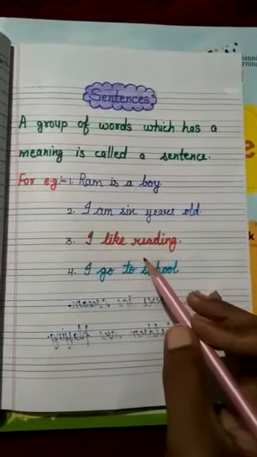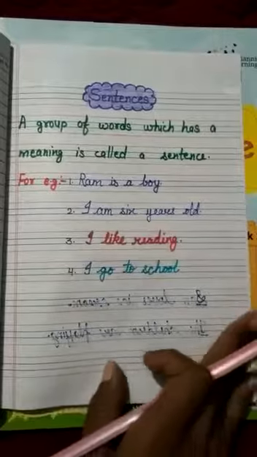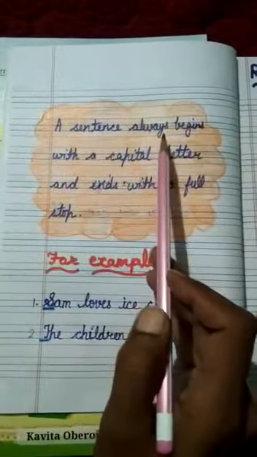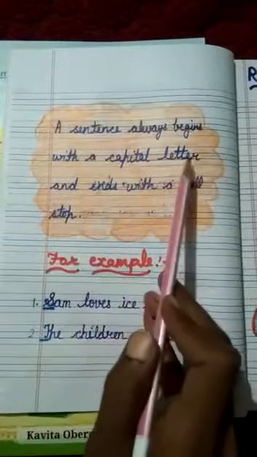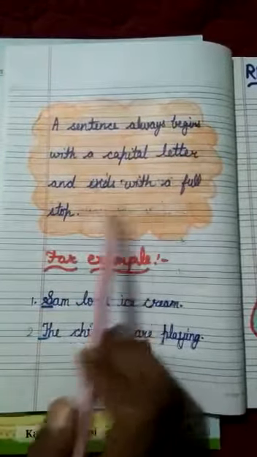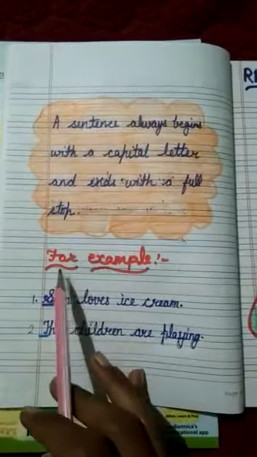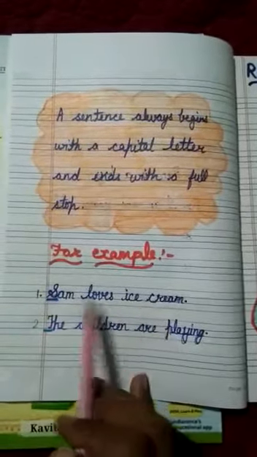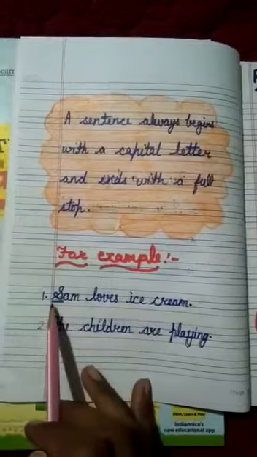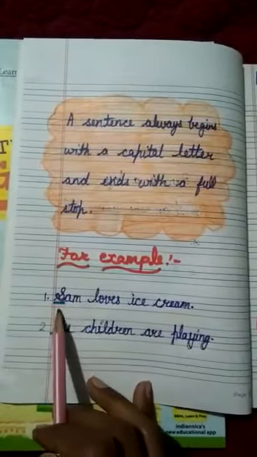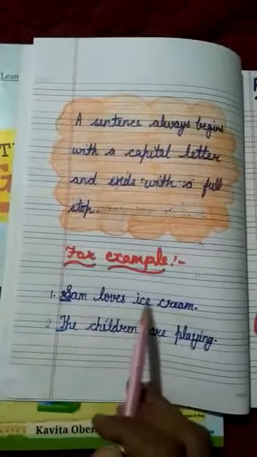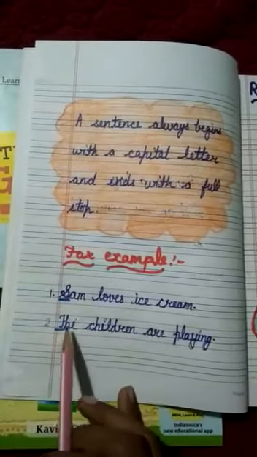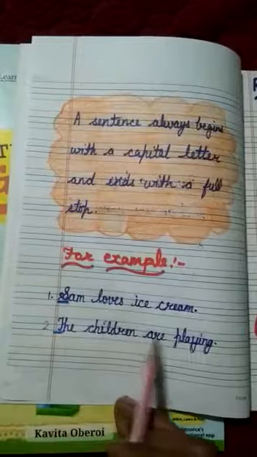Another thing about sentences is that sentences always begin with a capital letter and end with a full stop. For example, Sam loves ice cream. In this group of words, in the word Sam, S is the capital letter, and this sentence ends with a full stop. And another example, the children are playing.